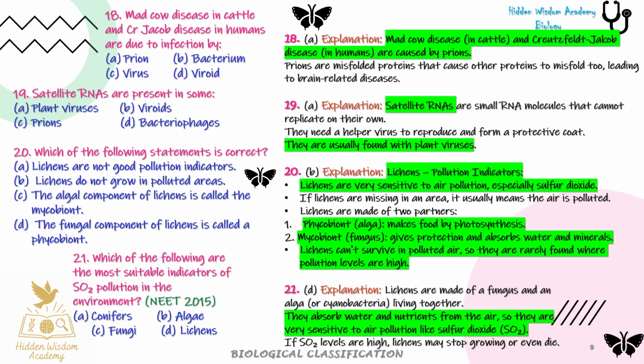Explanation. Lichens are made of a fungus and an alga, or cyanobacteria, living together. They absorb water and nutrients from the air, so they are very sensitive to air pollution like sulfur dioxide, SO2. If SO2 levels are high, lichens may stop growing or even die. So, option D is the correct answer.